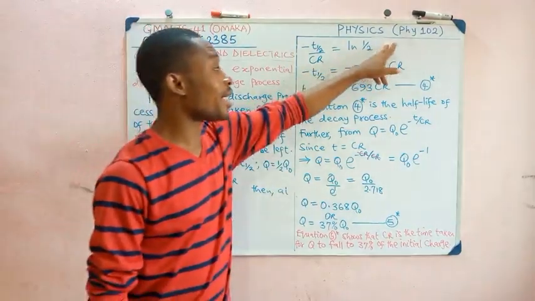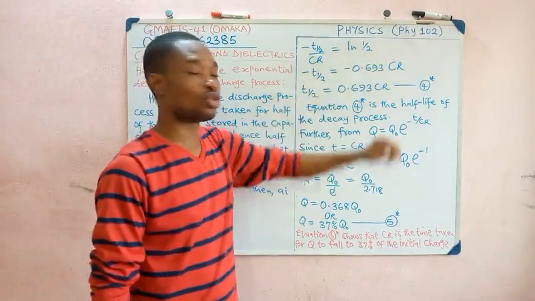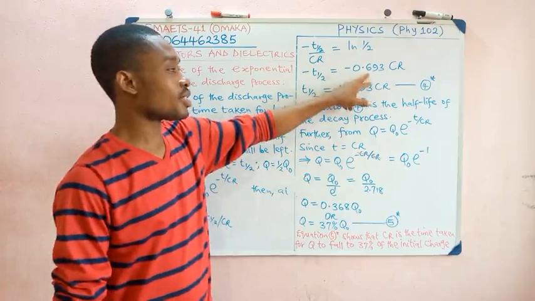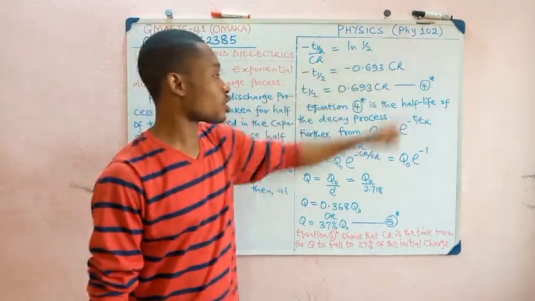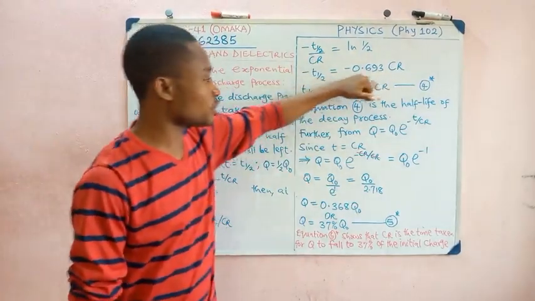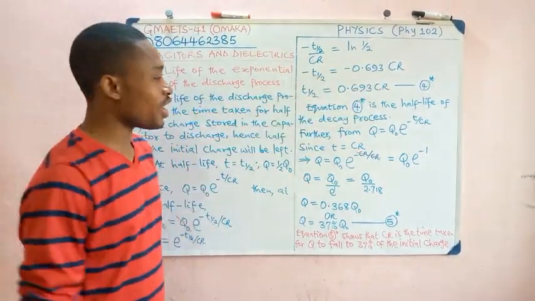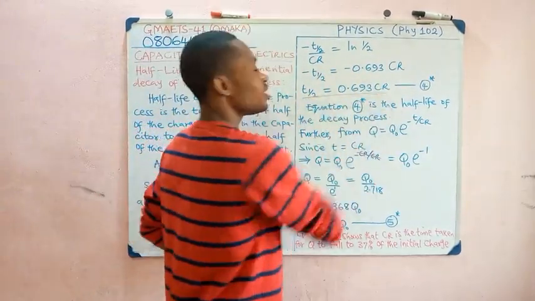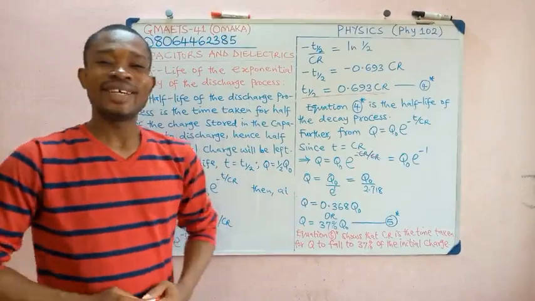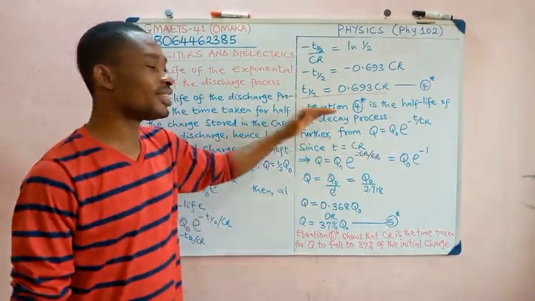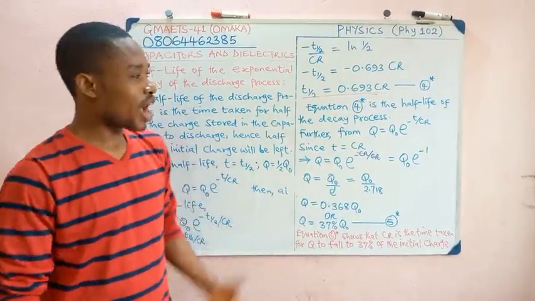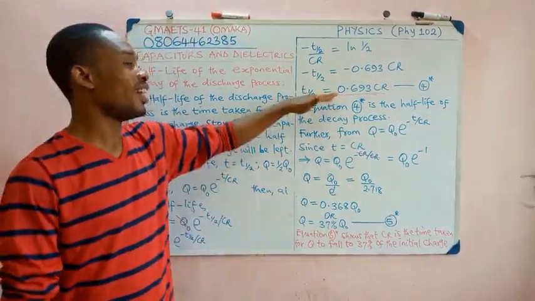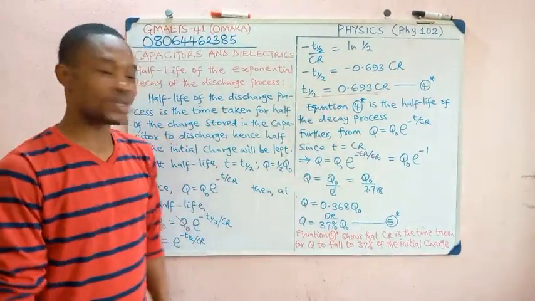Now cross multiply, get the ln of 1/2. Ln of 1/2 is minus 0.693, times CR if you cross multiply. Multiply this equation by -1, or divide it through by -1. You would arrive at equation 4 star. That equation 4 star is very important. It is the half-life of the decay process. So if you're asked to calculate the half-life during the discharge process of a capacitor, this is what you use.